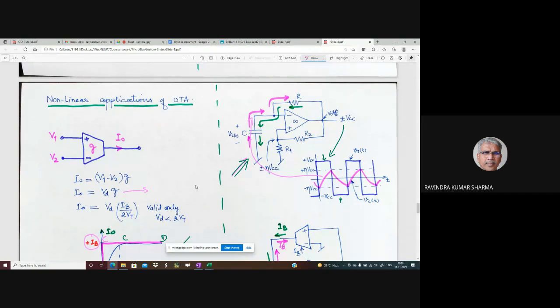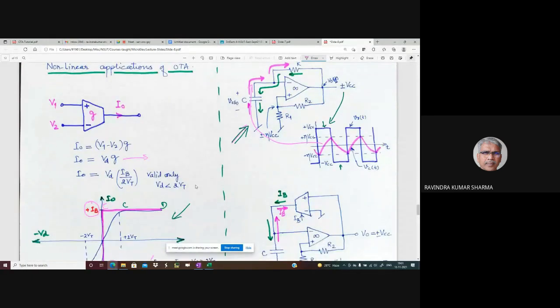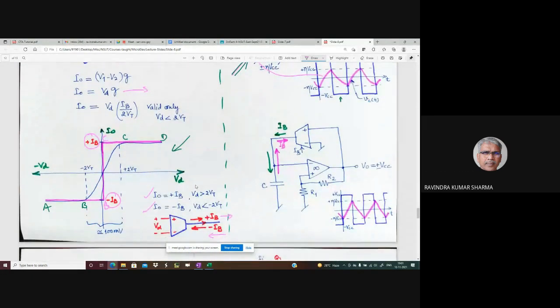Correct? So across the capacitor, what you get is an exponential waveform of plus minus eta VCC, and at the output you get a square wave of plus minus VCC, right? But that was the story for the op amp. अब OTA का हम use करते हैं non-linear applications में.